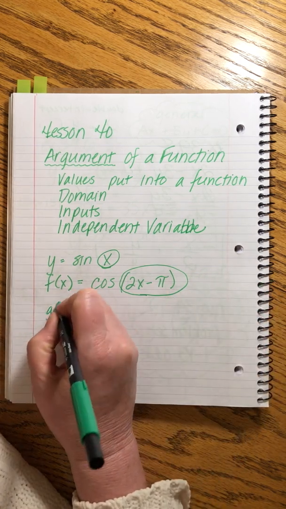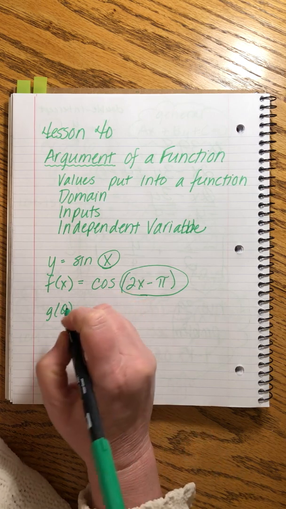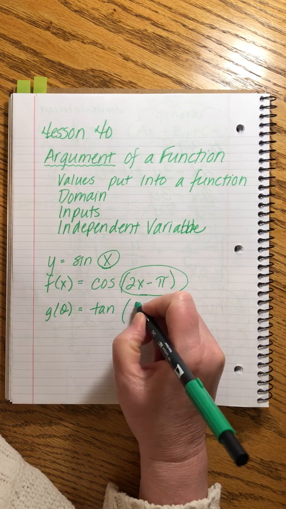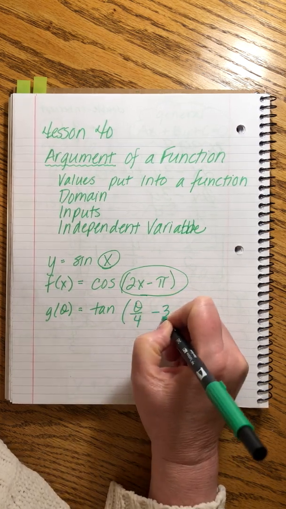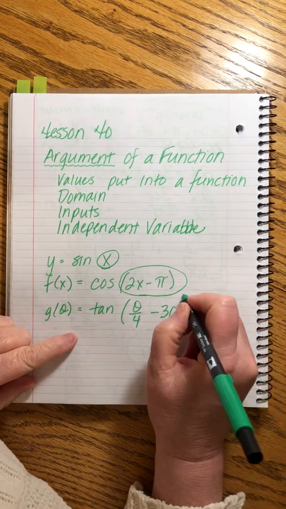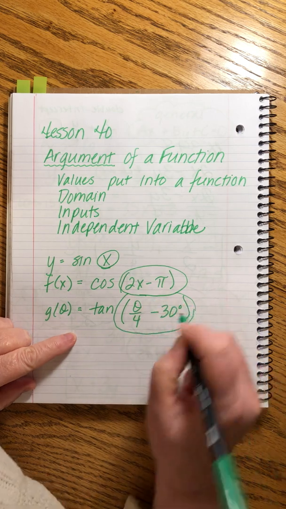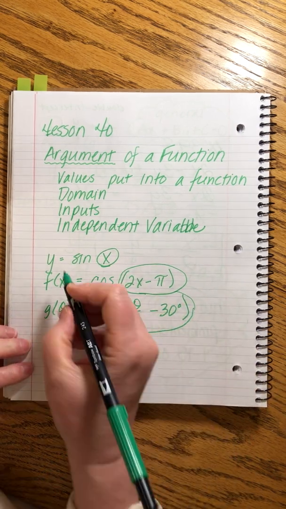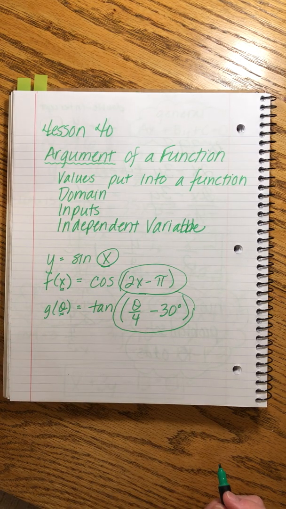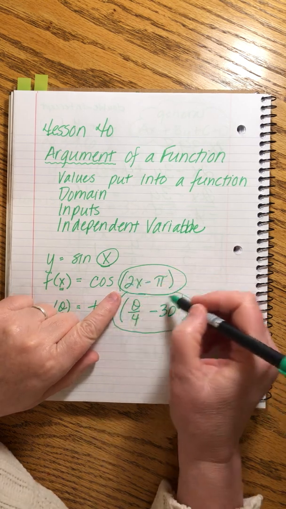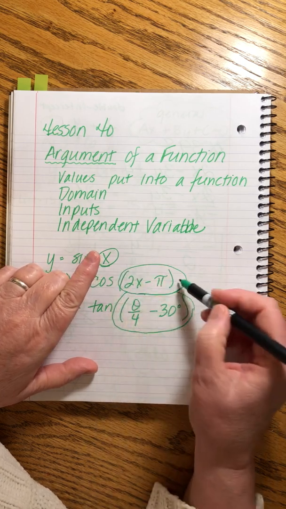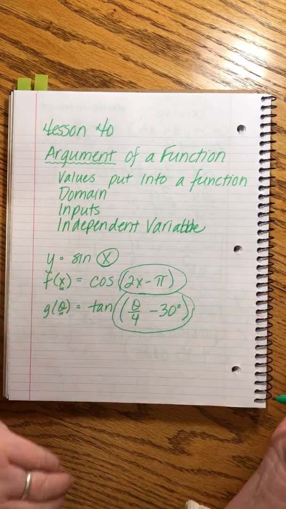Here's another one. g of theta equals the tangent of theta over 4 minus 30 degrees. These are just random choices. But again, this here is the argument. It's not just the letter itself, although we can see there's where the real input happens, right? But we have to do a little bit of work on that. It's not just x, it's 2x minus pi. This whole thing is considered the argument, and this whole thing is considered the argument.